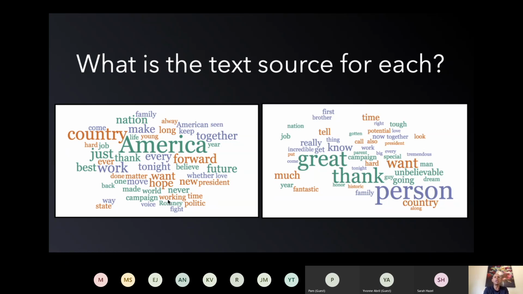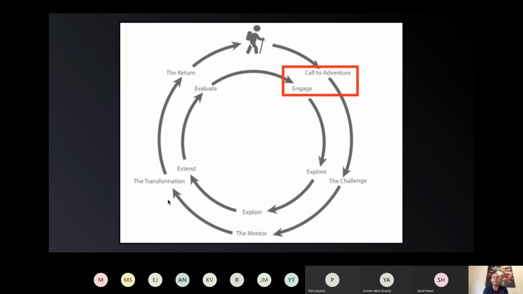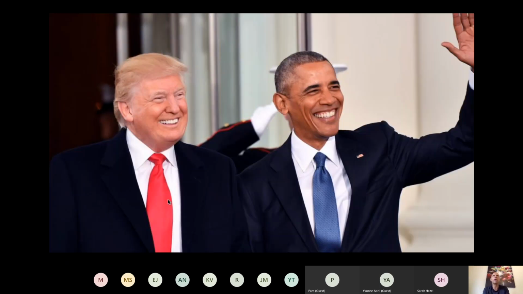So it turns out that the speech on the left, and this is that call to adventure phase, was Obama's inauguration speech, and the speech on the right was Trump's. So the teacher literally Googled Obama inauguration, made a word cloud out of it, Trump inauguration, made a word cloud out of it, and showed them.